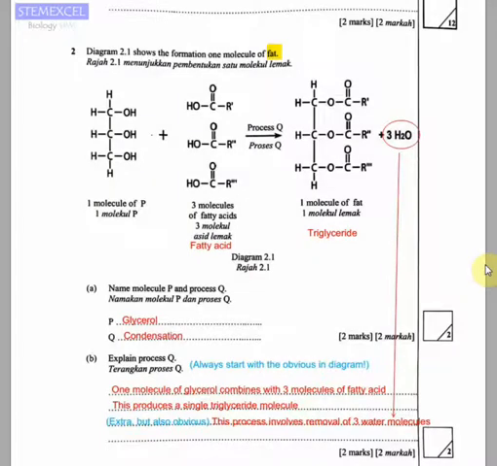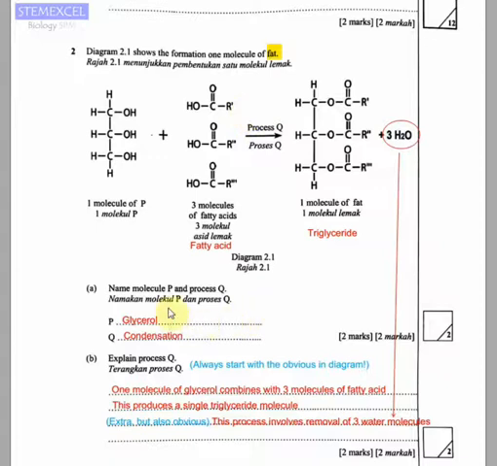Here we have a diagram that shows the formation of one molecule of fat. Over here you have one molecule P, 3 molecules of fatty acid, and you have one molecule of fat. For our purposes, it will also be useful to identify what this is. This one molecule of fat is triglyceride. And remember, triglyceride is always produced by combining one glycerol molecule with 3 molecules of fatty acid.